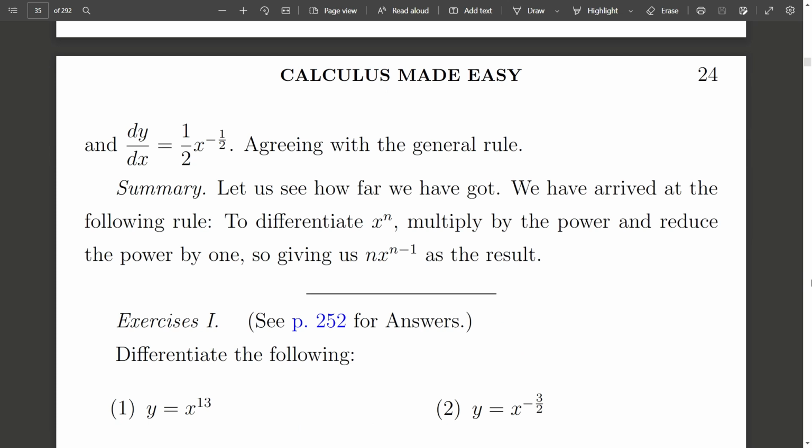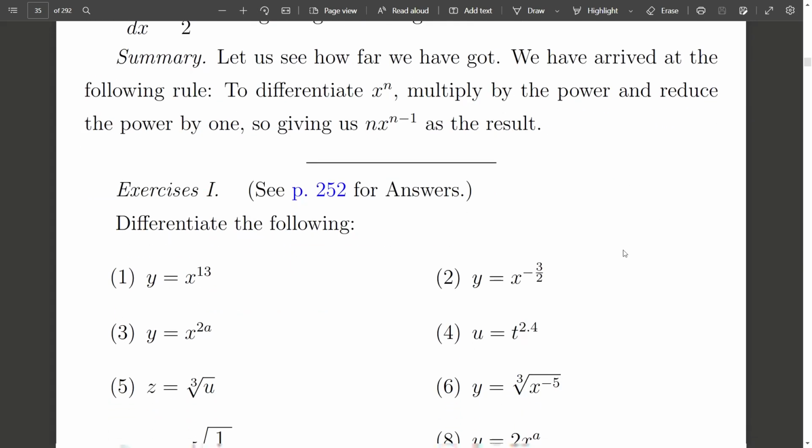Summary. Let us see how far we have got. We have arrived at the following rule. To differentiate x to the power n, multiply by the power and reduce the power by 1, so giving us nx to the power n minus 1 as the result.